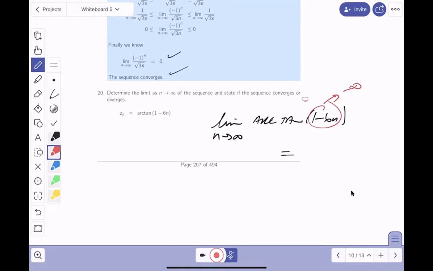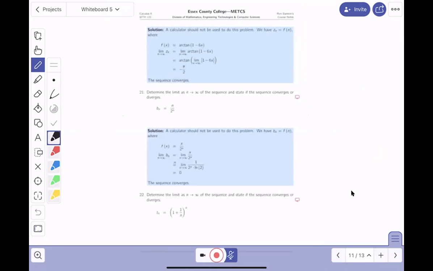Now, you should know from Math 120, when you go towards minus infinity, the arctangent is asymptotic with minus pi. I'm sorry, let me go back. It's asymptotic with minus pi over 2. All right, let's go to the next page. See how we did. Minus pi over 2, sequence converges.